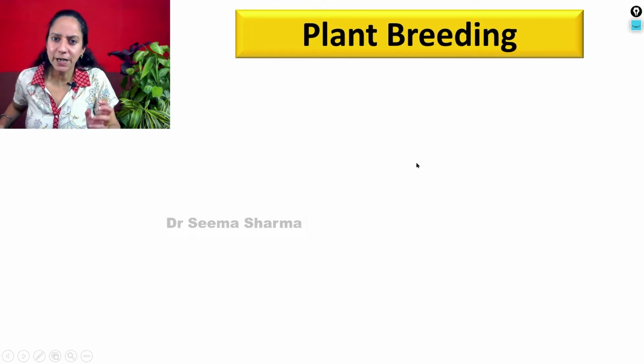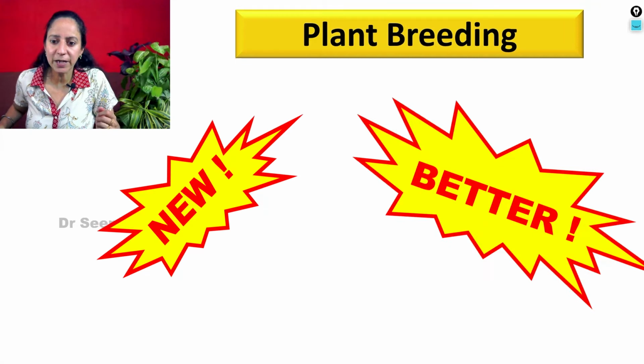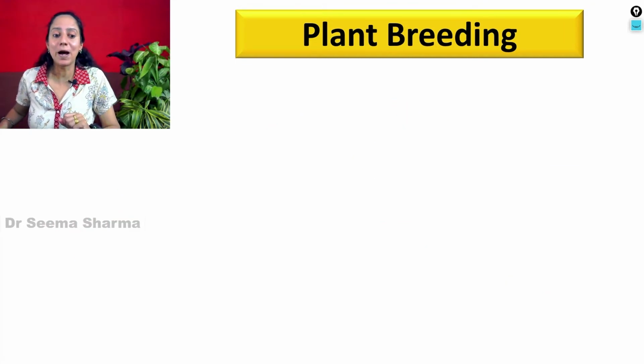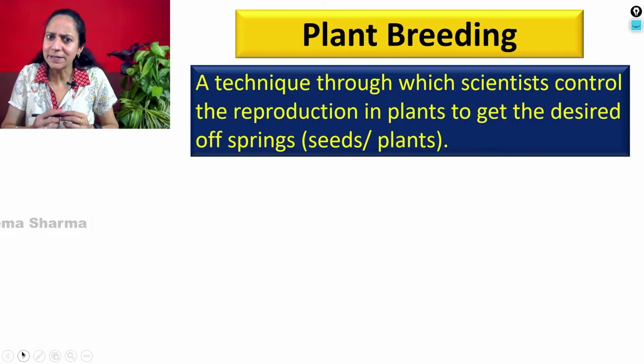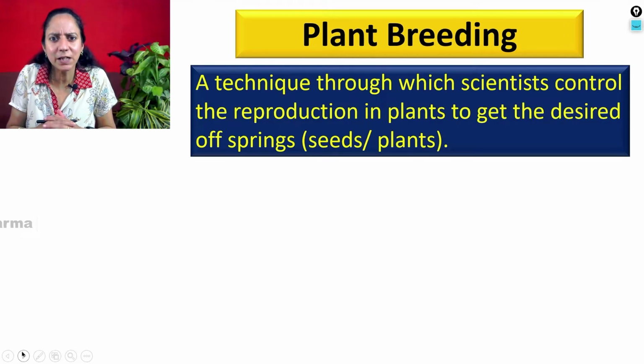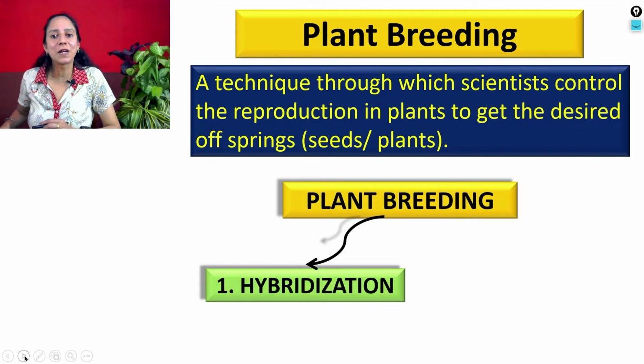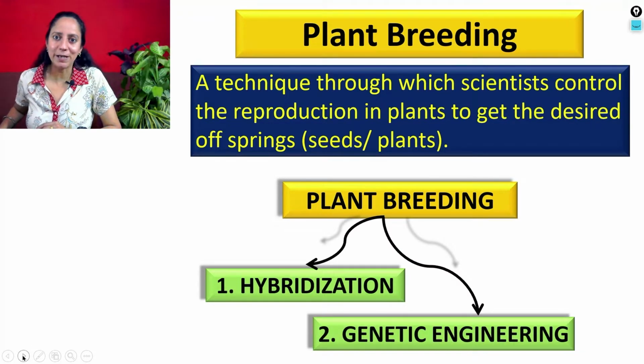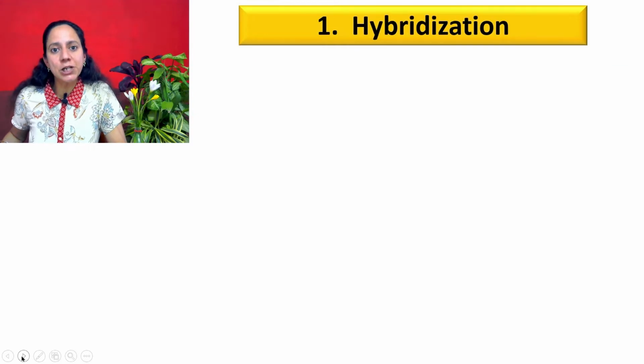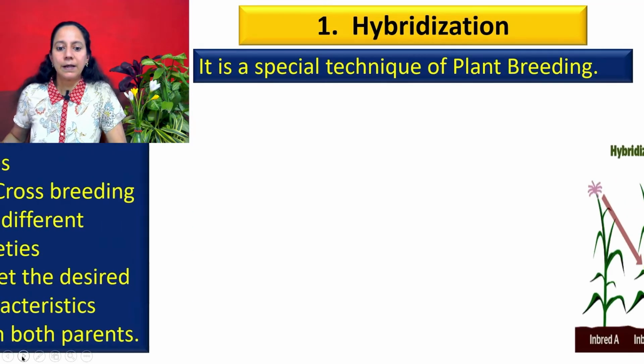So the branch of agriculture science which deals with the development of new and better varieties of crops is called plant breeding. And here the scientists are using some specific techniques to control the reproduction in plants to get desired offspring, seeds or plant varieties. And how are they doing it? What are the options? The first one is hybridization and the second one is genetic engineering.